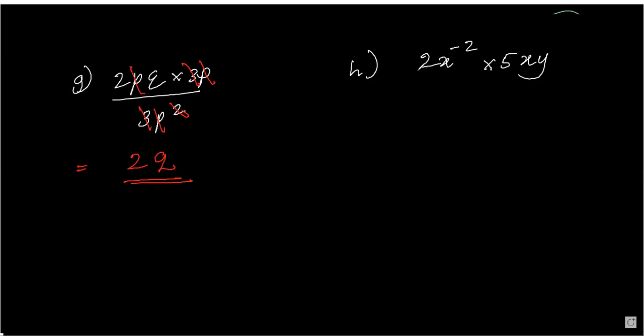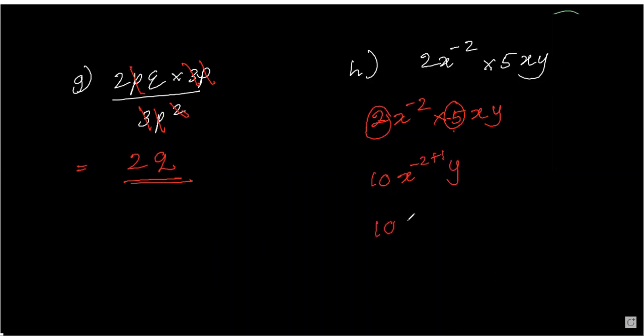2 to the power minus 2. Then we can write 2x to the power minus 2 into 5xy. Then 2 times 5, you can multiply this 2. 2 times 5 is 10. x to the power minus 2 plus 1, y. 10 x to the power minus 1 y. We can write this as a positive index. Keep the 10y here, and borrow this x to the power minus 1 below the line. That is x. The answer is 10y over x.